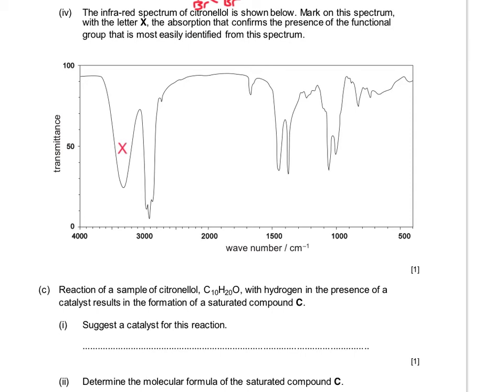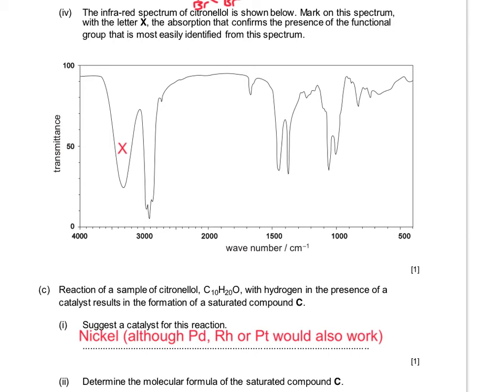Then it says the reaction of a sample of citronellol with hydrogen in the presence of a catalyst results in the formation of a saturated compound C. So saturated means the carbon-carbon double bond has been hydrogenated. This is normally done using nickel. The one in your textbook mentions nickel. There are several other transition metal elements you could use, but nickel would be the one that I would suggest here.